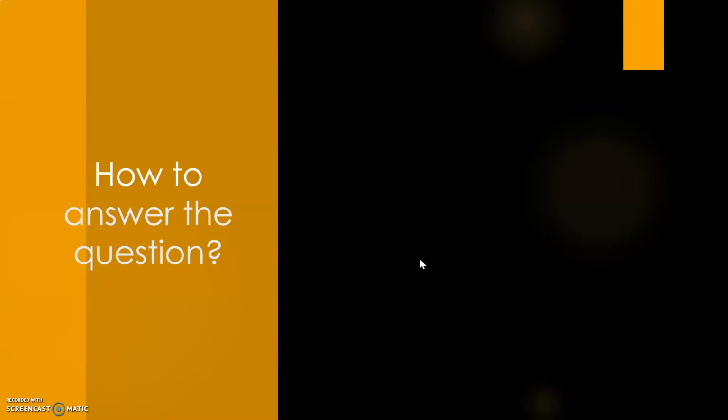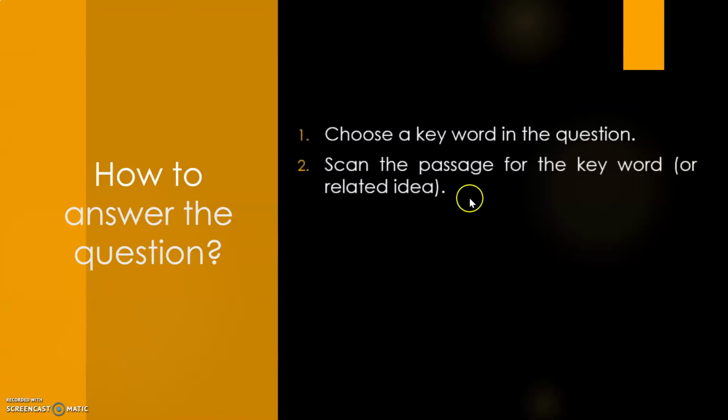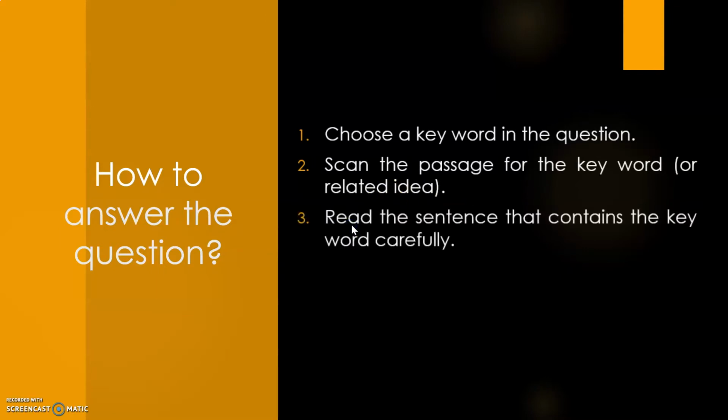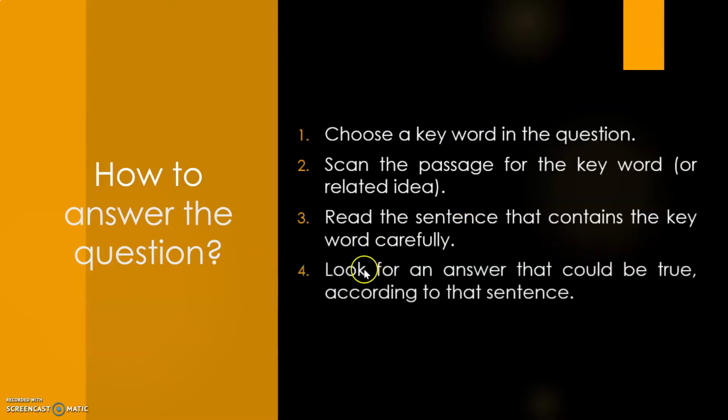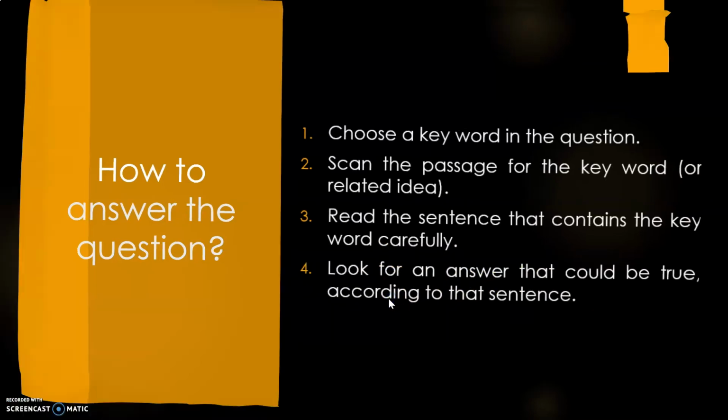So how do you answer the question? First, choose a keyword in the question. Then scan the passage for the keyword or related idea. Next, read the sentence that contains the keyword carefully. You do not skim the sentence. You have to read it carefully. Do not skim it. And the last step is to look for an answer that could be true according to that sentence.